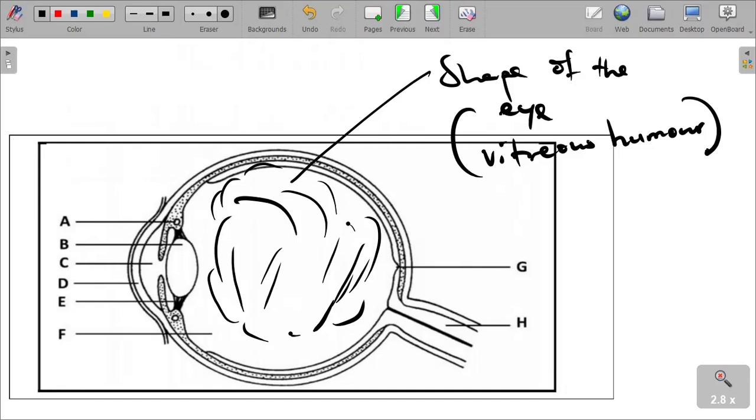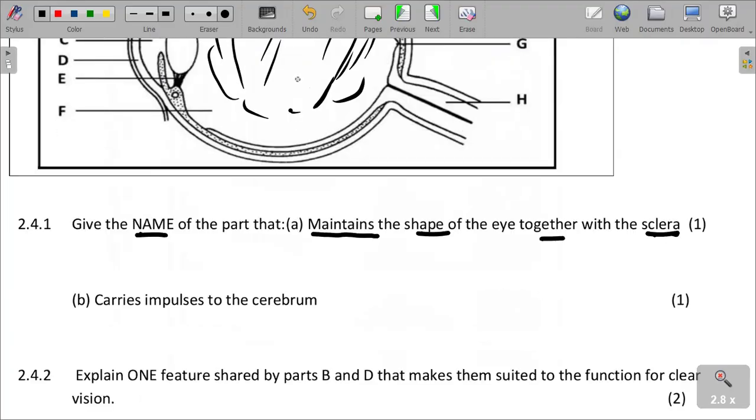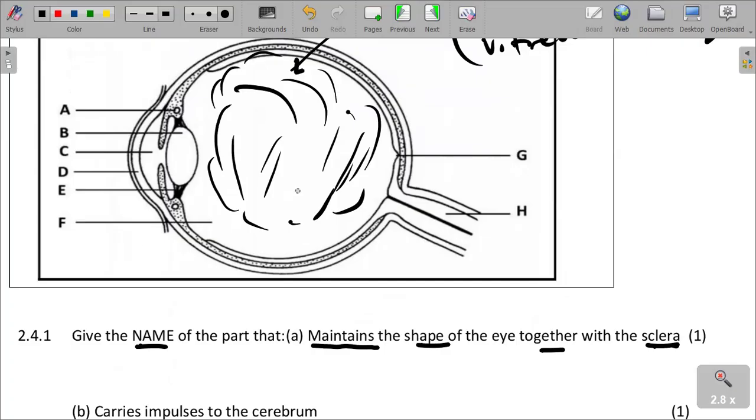The vitreous humor maintains the shape of the eye. The vitreous humor is that liquid that is inside the eye. I give the name of the part that carries impulses to the brain. It is the optic nerve.